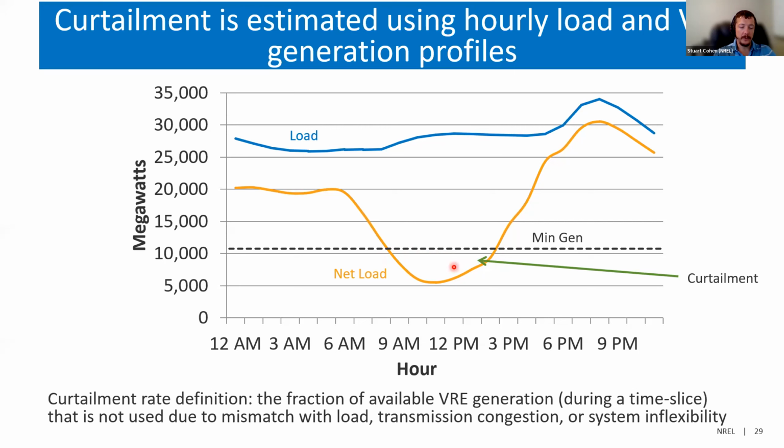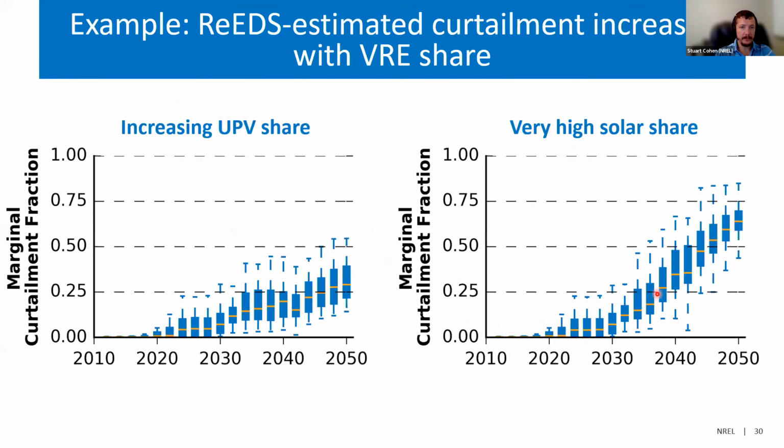The reason we have this module that's doing an hourly dispatch is because it's also dispatching storage. So you can use storage potentially to reduce curtailments. And so that module can account for that and then calculate curtailments also based on some of that diurnal storage optimization. And then ultimately, what that looks like is that you can estimate the distribution of curtailment rates across regions and how that changes with the shares of those technologies.